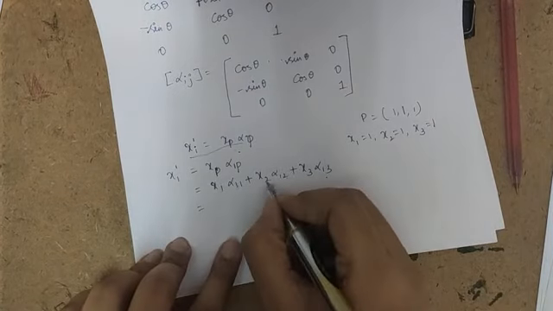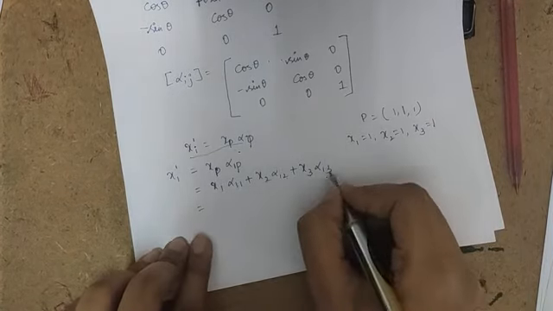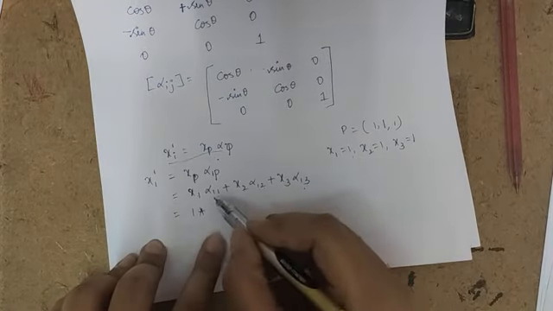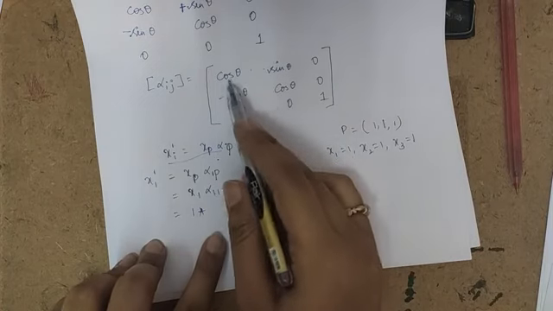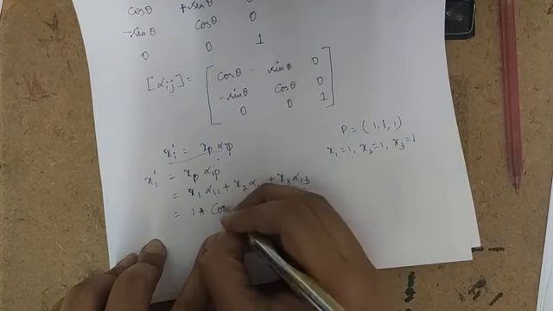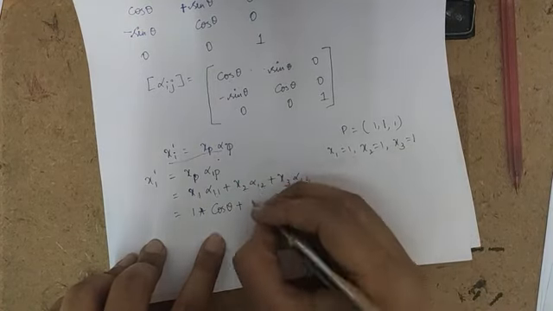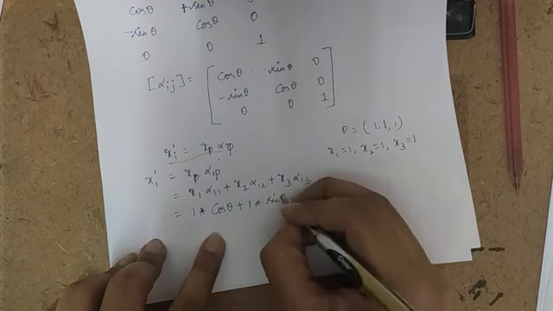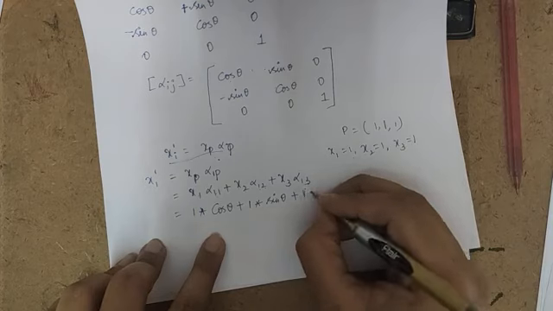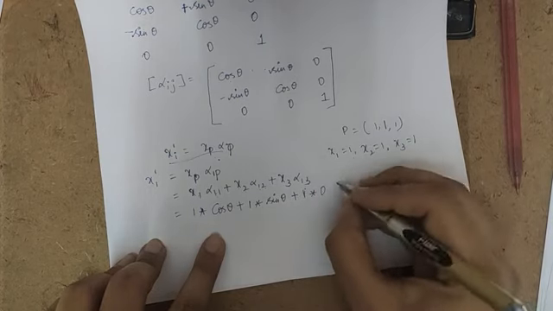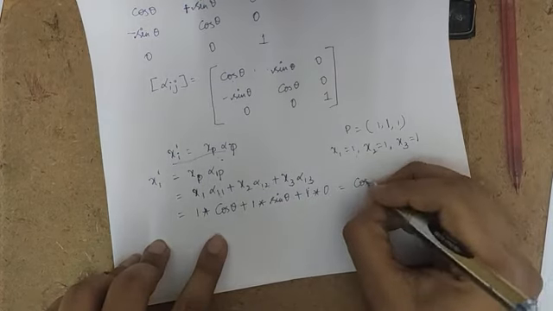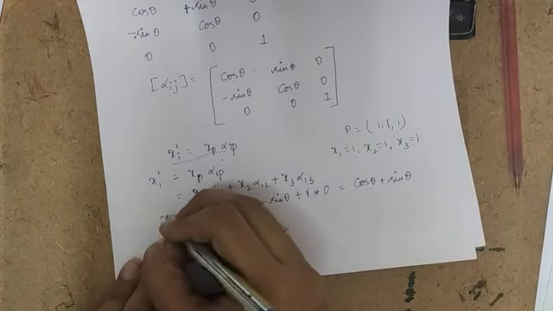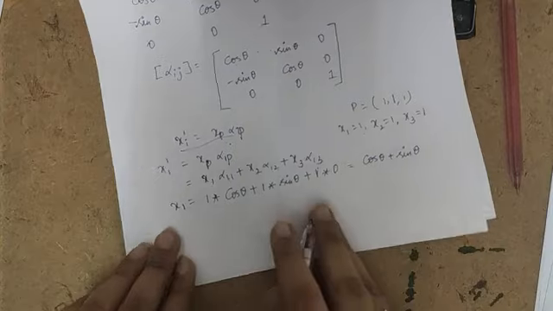x1 alpha 11 plus x2 alpha 12 plus x3 alpha 13. x1 is 1 into alpha 11 is cos theta, plus x2 is 1 alpha 12 is sin theta, plus x3 is 1 alpha 13 is 0. So I will get cos theta plus sin theta. This is x1 prime. Correct?